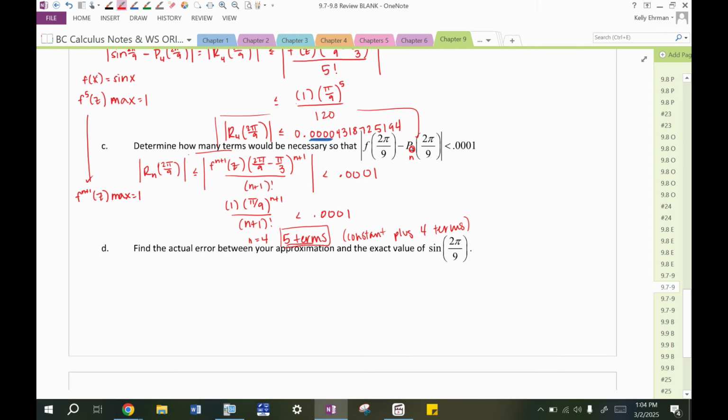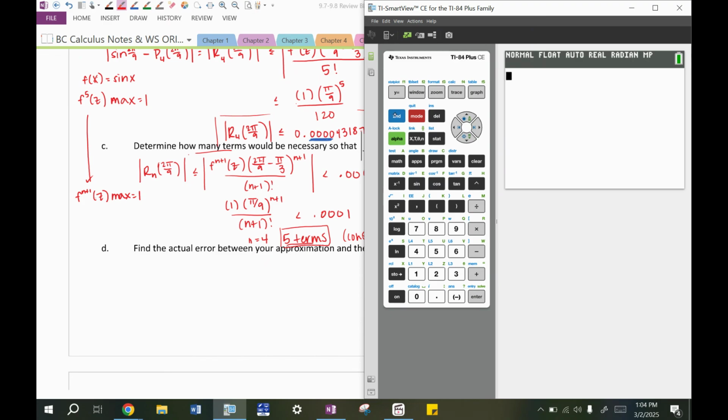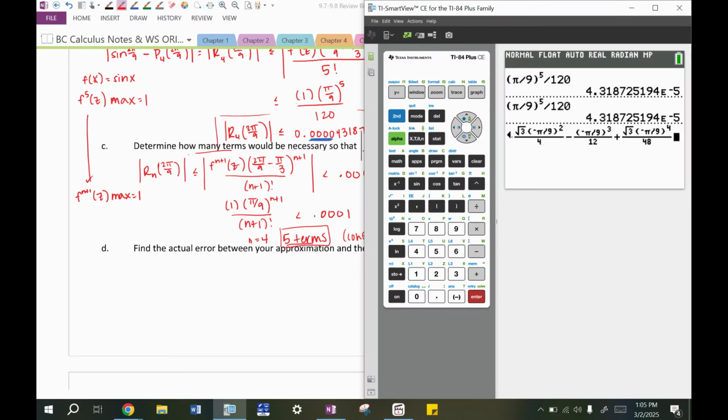All right, now find the actual error between your approximation and the sine of 2 pi over 9. So let's see, do I still have this on here somewhere? If I press second enter, it'll recall the last line that I typed. I'm trying second enter, second enter, second enter. I've done this 3 times now, so there we go. Okay, here is that approximation value. What's the difference between that and the sine of 2 pi over 9?